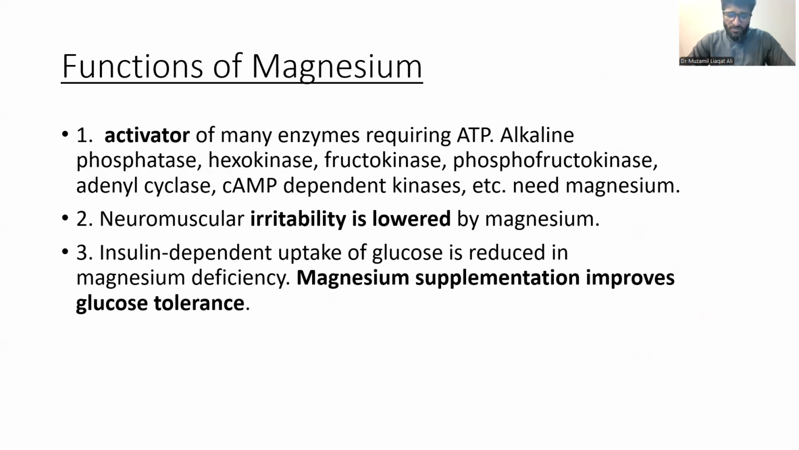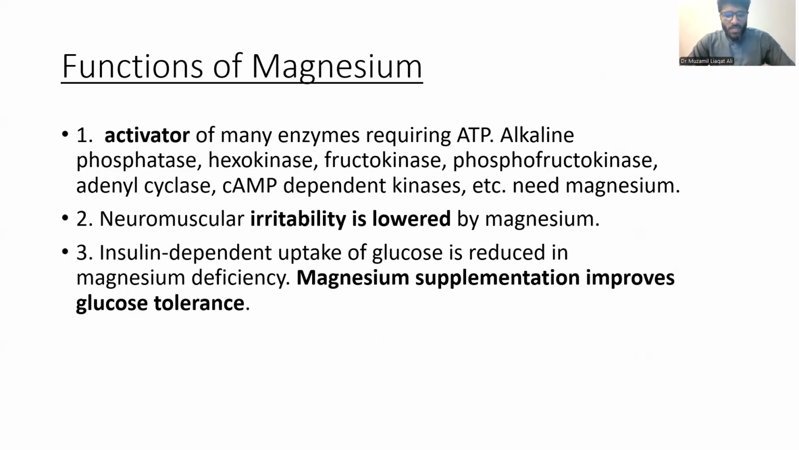Let's come to the functions of magnesium. Magnesium performs several essential functions. The very first one is that it serves as an activator for many of the enzymes that require ATP. These include alkaline phosphatase, hexokinase, fructokinase, and phosphofructokinase, a key regulatory enzyme in glycolysis, along with adenyl cyclase, which produces cyclic AMP, and cyclic AMP dependent kinases.